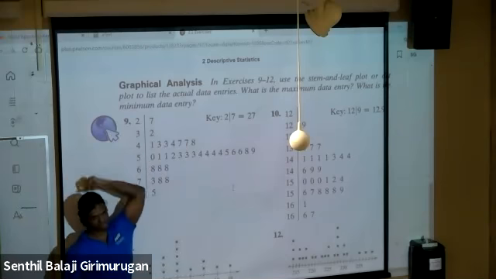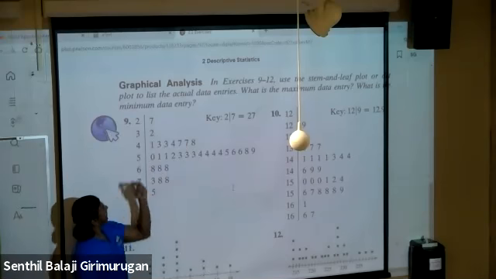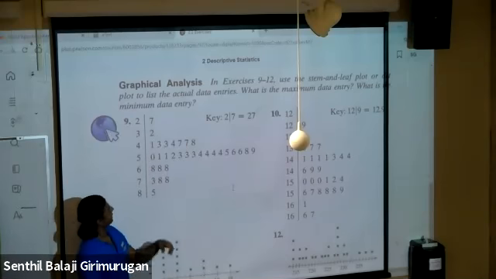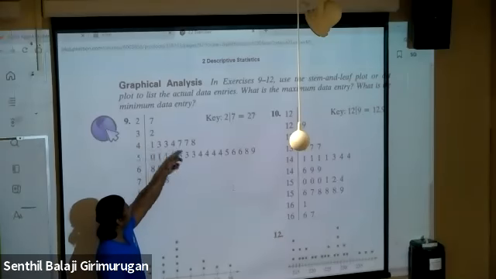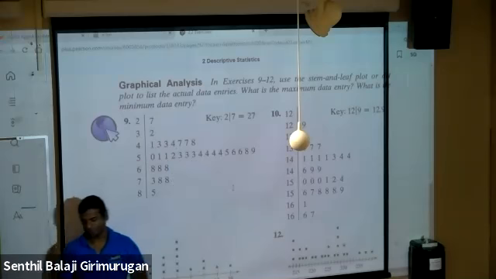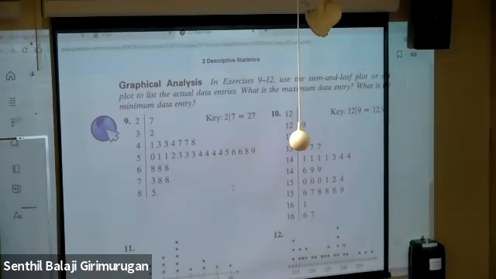So what is the next observation? 32. The next one? 41. Next one? 43. Next one? 43 again. You get the picture, right? So 41, 43, 43, 44, 47, 47, and 48. We will do an example where we take all the numbers and put them up here.